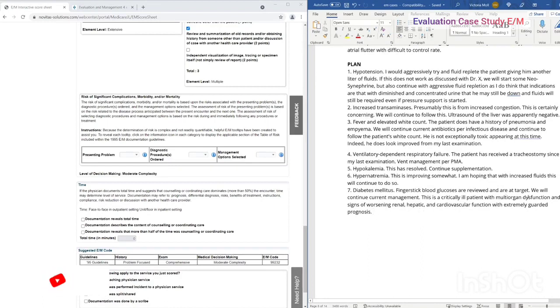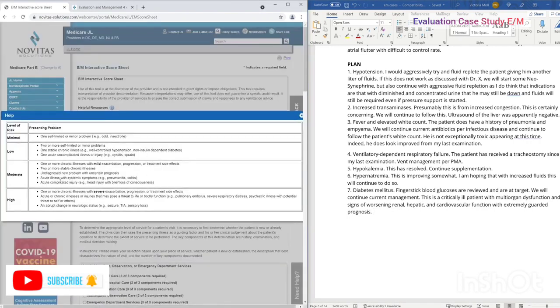Critically ill patient with multi-organ dysfunction and signs of worsening hepatic, renal, and cardiovascular function. So presenting problem, we would say here we have one or more chronic illnesses with severe exacerbation. Does it say severe exacerbation? So it doesn't say that word severe, but it does say the patient's critically ill.